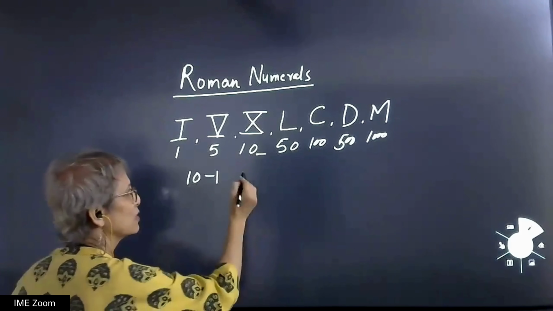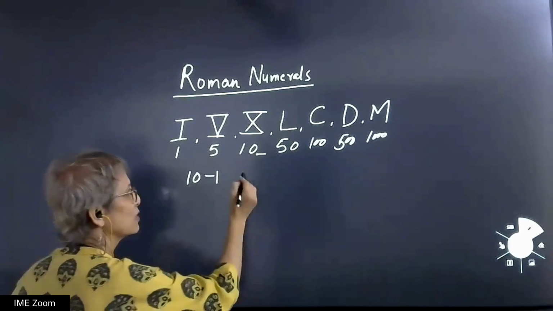Then 14. For 14, what you have to do is write X and 4. How did we write 4? IV. So this becomes 14. 15 is simple, X and V is 15. 16 is X, V, I. Like that we have to write the numbers.